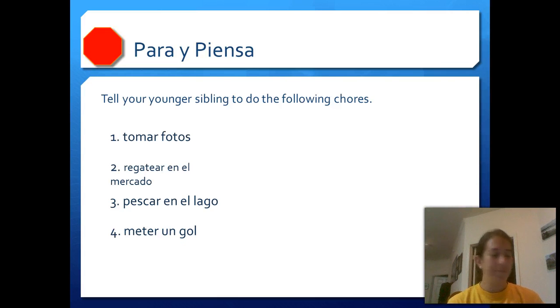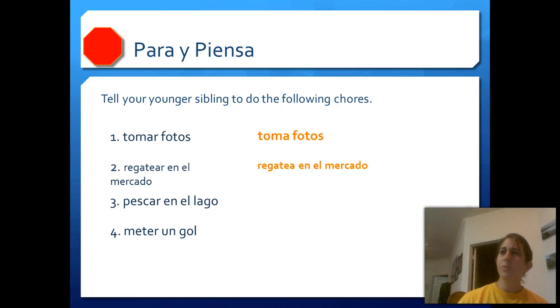Okay, let's see how you did. We've got tomar fotos, toma fotos, regatear en el mercado, regatea en el mercado. So, notice we don't have any subject here. We don't say tú toma fotos, we just say toma fotos. Take pictures. You know, if you're talking to someone and they're headed someplace awesome, take lots of pictures. Toma fotos. Toma muchas fotos.